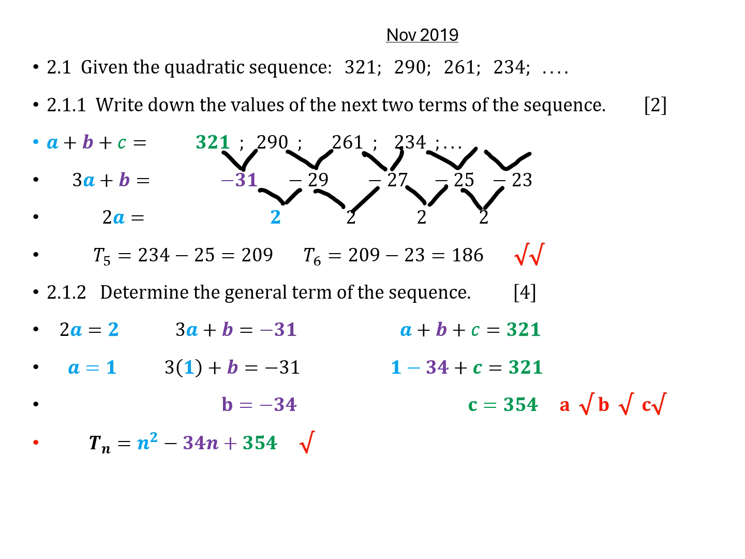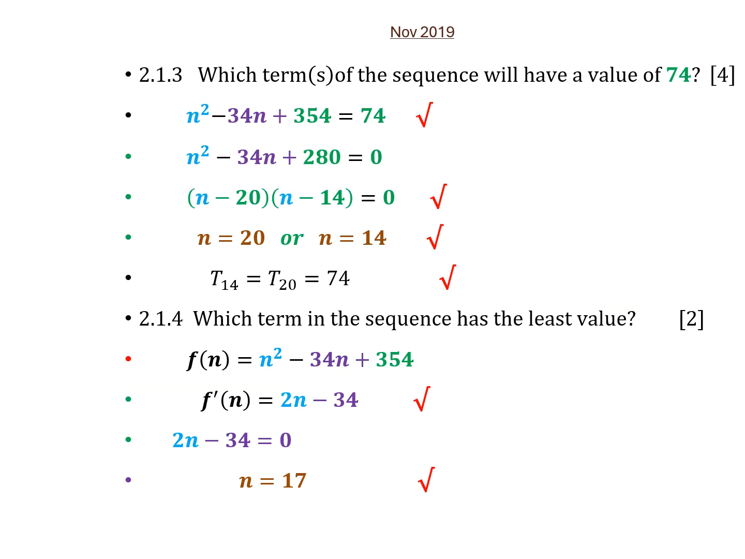Alright, let's look at the next question. Which term of the sequence, still from 2019, will have a value of 74? So n squared minus 34n plus 354 equals 74.